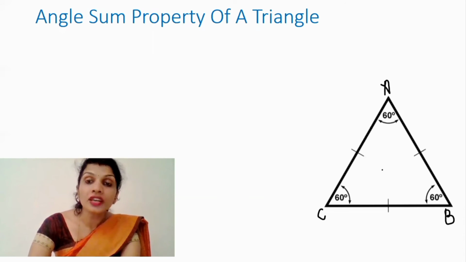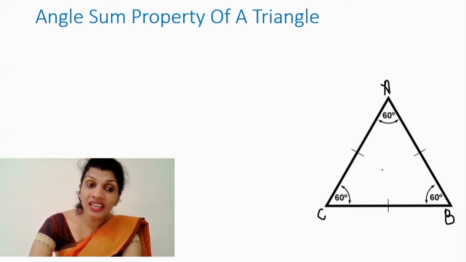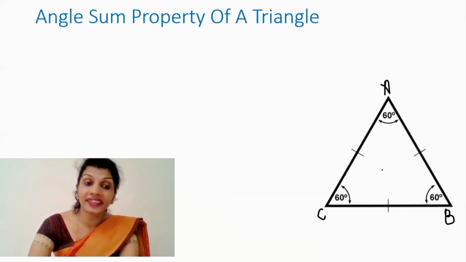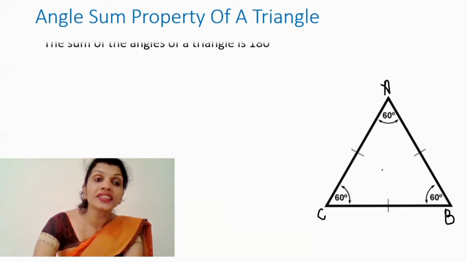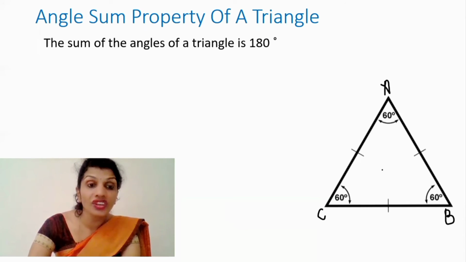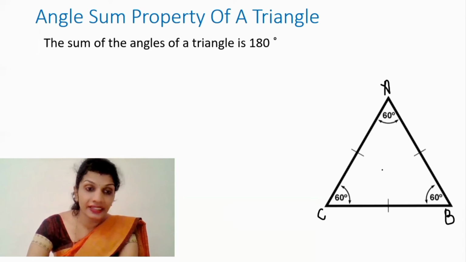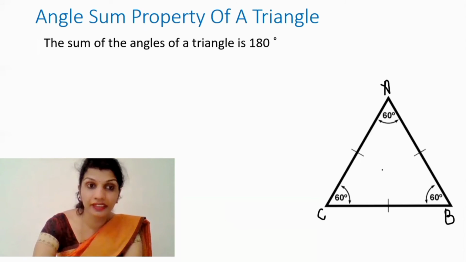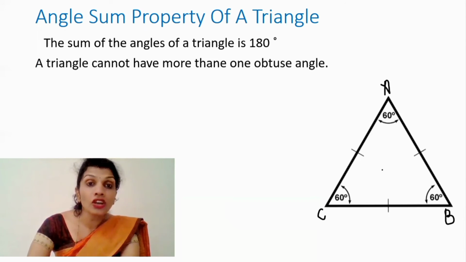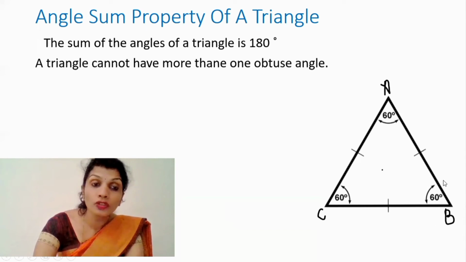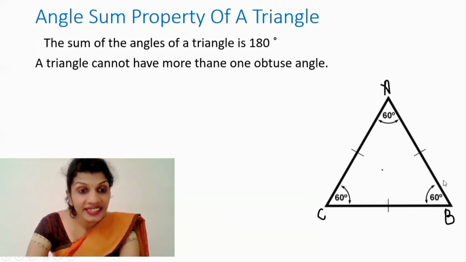Now if we sum up, angle A plus angle B plus angle C will be how much? Yes, 180 degrees. So we can say that the sum of the angles of a triangle is 180 degrees. And a triangle cannot have more than one obtuse angle, because if it has more than one obtuse angle, we cannot form a triangle.